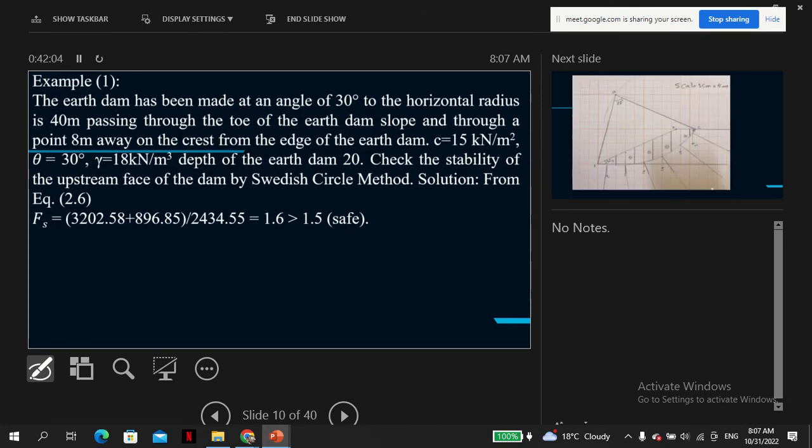An earth dam has been made at an angle of 30 to the horizontal. The radius is 40, passing through the toe of the dam and through a 0.8 meter away on the crest from the edge of the earth dam. You can see cohesion here is 15. So that means for the entire length, you have to find the cohesion per unit length. Theta is 30.